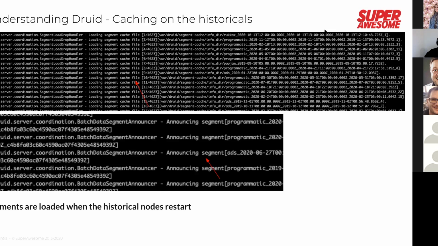So it means that if you restart a historical node, for a very short period of time, the coordinator won't be sure that the node is going to come back online. It might think that it needs to rebalance the data, or it might even start doing it. But if the historical node comes back online really quickly, then it will tell the coordinator that it already has the data, and Druid will recover very quickly.